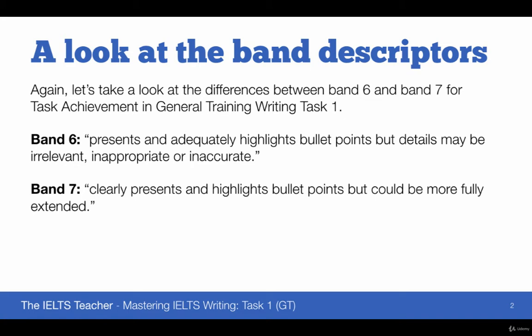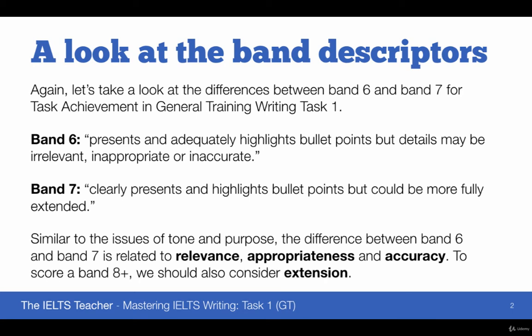So there are 4 key words across both of those band descriptor criteria. Let's think about those. Similar to the issues of tone and purpose, the differences between band 6 and band 7, we can see relevance, appropriateness, accuracy. To score a band 8 or above, we also need to consider extension. So you can score a band 7 if your points are not fully extended. Like it says, that could be more fully extended, but if you want to go above that to a band 8, you will need to extend your points as well as make sure they are relevant, appropriate, and accurate.